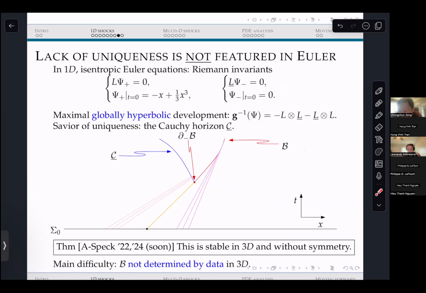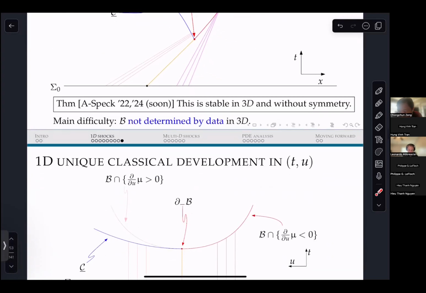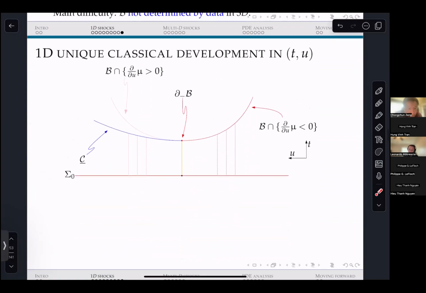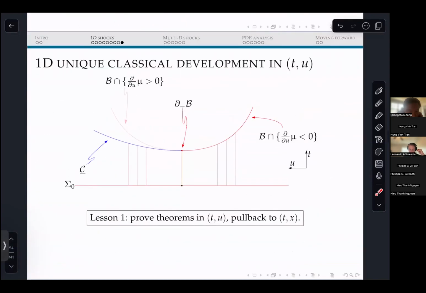But before, I want to just really paint clear the lessons that we should have learned in 1D. The main lesson is that we do not work with the t and x coordinates. We work with the coordinates that regularize the singularity, the t and u coordinates. Okay, and this is how the picture looks like here. And remember, this is the cusp that was blocked off by the Cauchy horizon. So in these coordinates, you can prove that the Cauchy horizon is actually cubic. And so that's why it cuts off those characteristics that were going to form a lack of uniqueness. Okay, so the lesson is you prove all of your PDE analysis, you prove all of your estimates in these coordinates, and then you have to control the change of variables map between t and u and t and x.